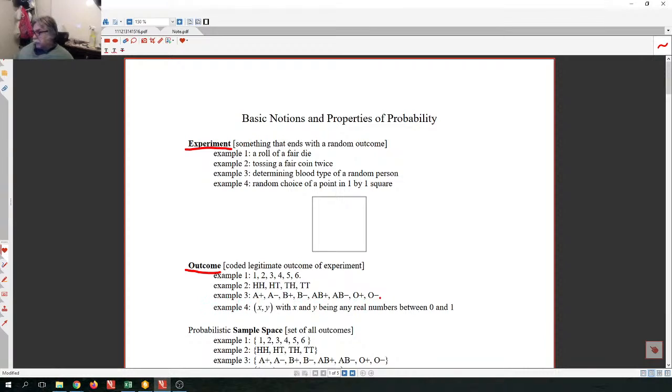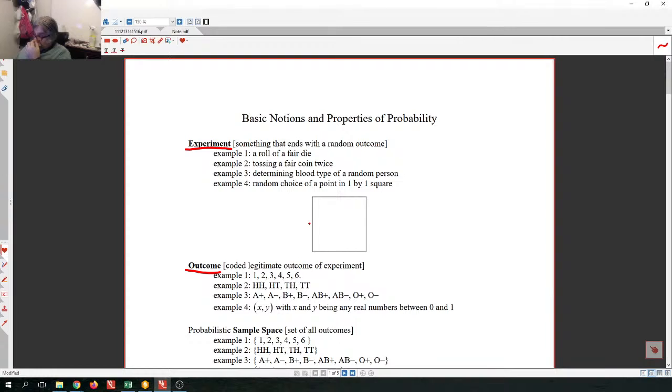Then for the blood type, I can have 8 different blood types, right? Depending on the antigens in the red cells, they can be A plus, A minus, B plus, B minus, AB plus, AB minus, O plus, or O minus. So 8 different blood types. All of these first 3 would have a finite number of outcomes, right? The first one has 6, the second one 4, the third example has 8 outcomes.